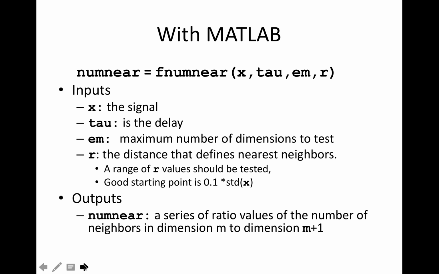In MATLAB, there is an algorithm that, given your signal, your delay, the number of dimensions that you want to test, and the distance that should define nearest neighbors, you can then get the number of nearest neighbors. As you change the number of dimensions, the ratio of nearest neighbors will change. A good starting point for what defines a nearest neighbor is to take the standard deviation of your signal and take 10% of that.